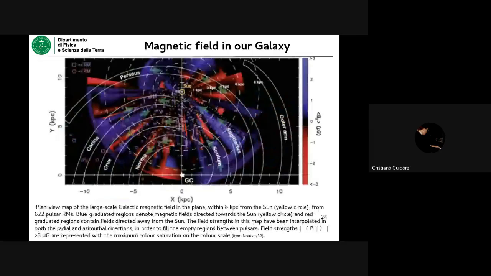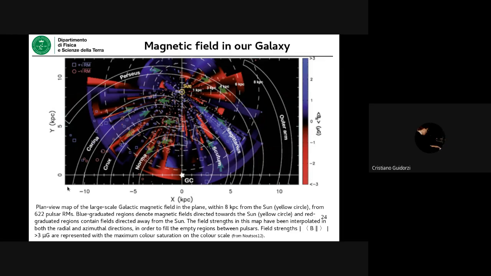This is another map of the magnetic field as seen from a different point of view. This is the galactic plane as seen from a hypothetical observer who lies way above the galaxy. So it's a different point of view. GC stands for galactic center. And the sun is here, the yellow circle.